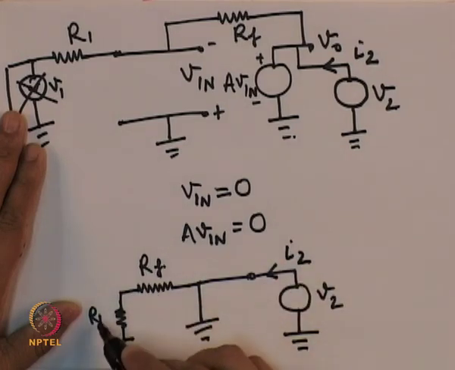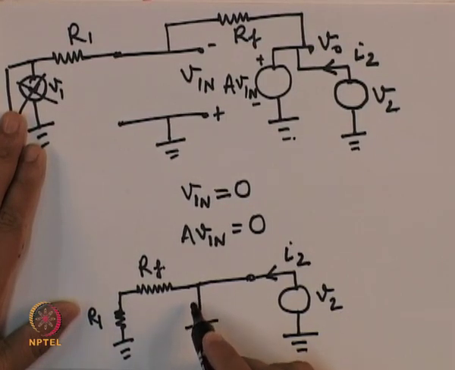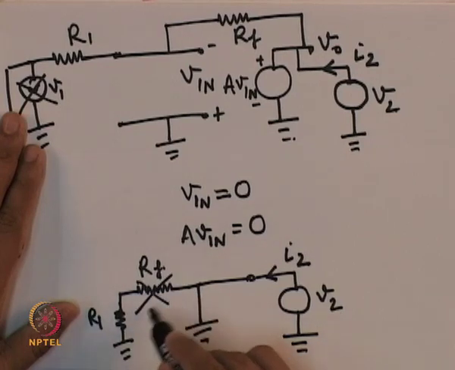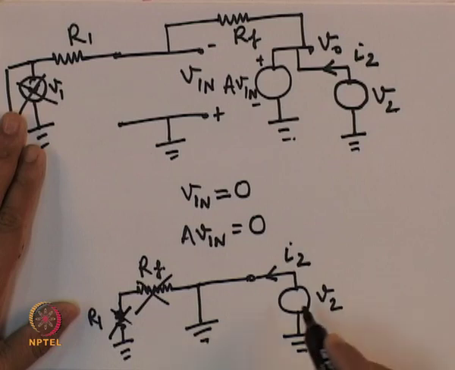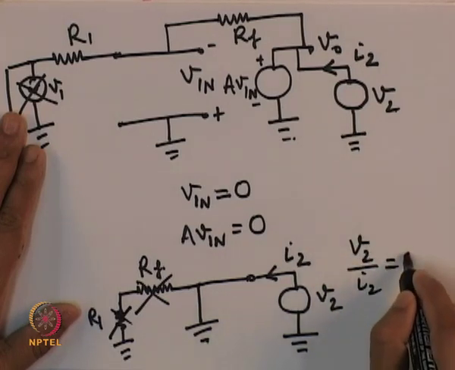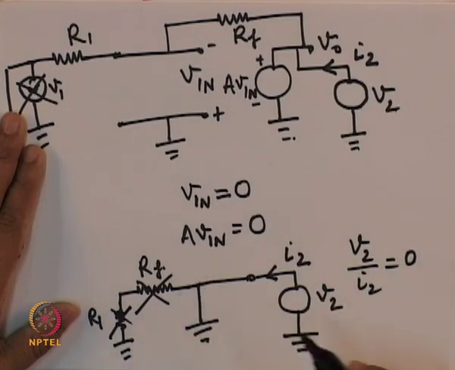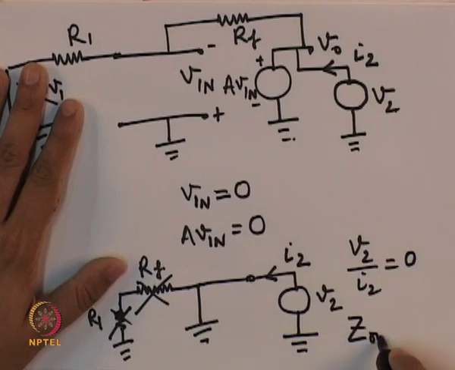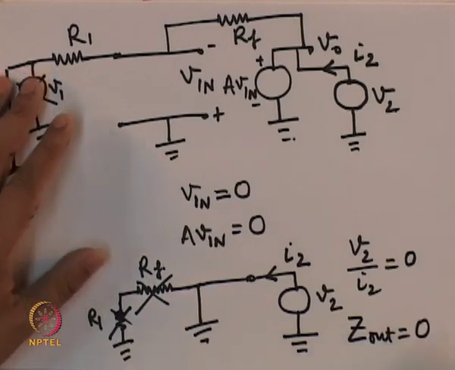Now, this RF and R 1, which are in series, are shunted by this short, this terminal is shorted directly here. So, the effect of these resistances goes away and therefore, V 2 upon I 2 becomes equal to 0 since this is a short. So, the output impedance is therefore equal to 0 for an inverting amplifier.